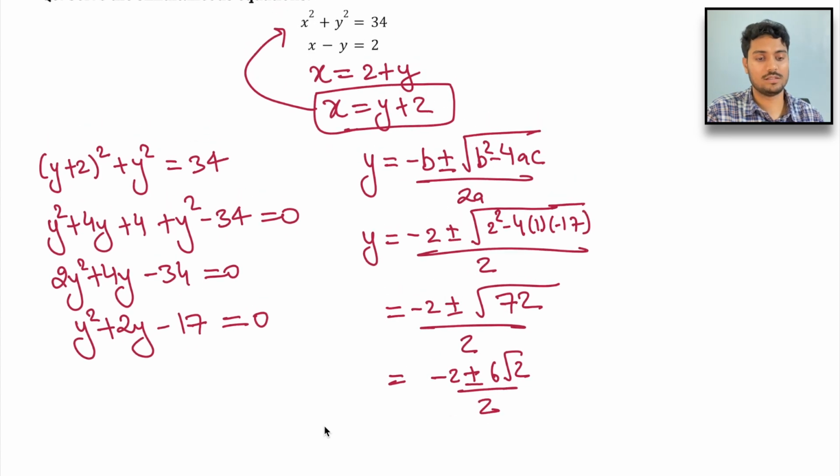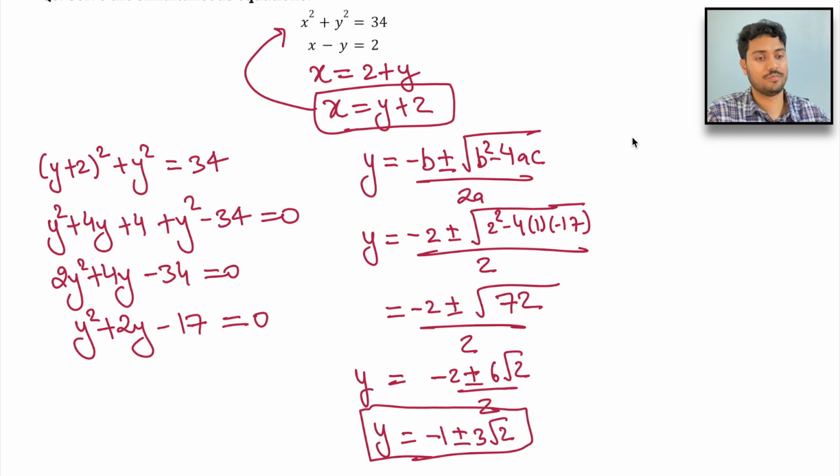So we can write it as y is equals to minus 1 plus minus 3 root 2. So one of the solutions is going to be y1 is going to be minus 1 plus 3 root 2, and so this is the exact answer if you want to write it, or if you want to write it in terms of decimals, then it is going to be minus 1 plus 3 root 2, then it is going to be y1.